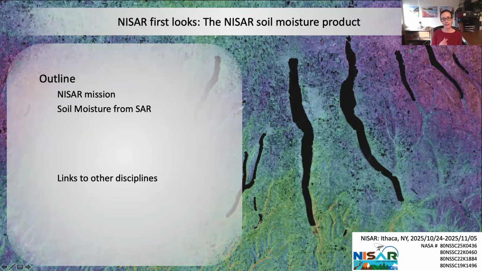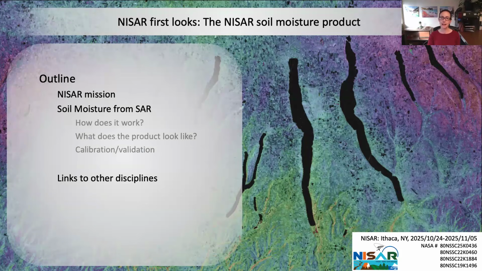And I'll talk about how we get soil moisture, or at least estimates of soil moisture, from synthetic aperture radar data. On that front, I'll go over how that works, what kind of expectations we have, what sort of models we are using to retrieve soil moisture, what the actual product looks like, including the structure of the file, and some examples of what some of the early NISAR data is looking like.